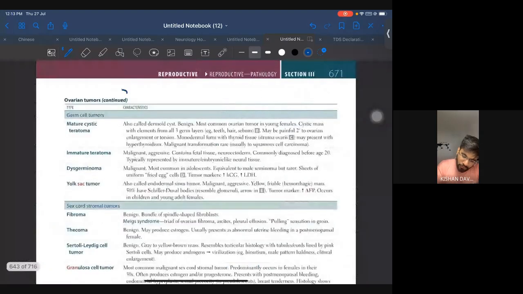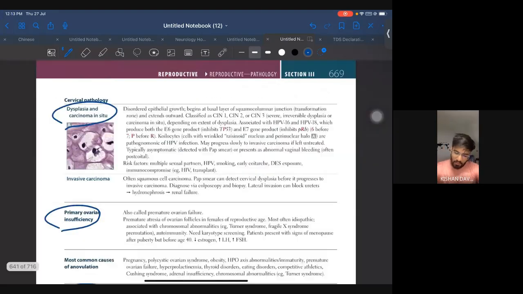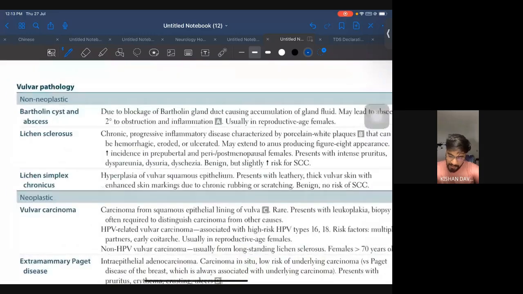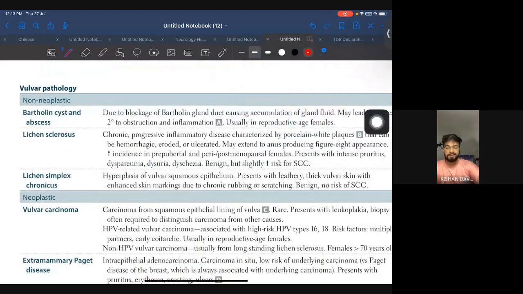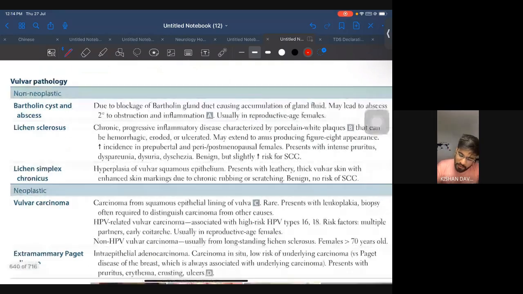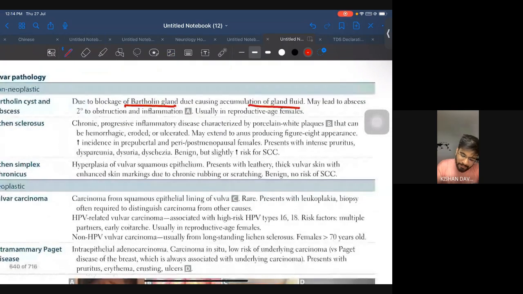They will ask about tumors. Okay, so let's just see. We will do everything, but they don't usually ask this. You will maybe hardly find 2 or 3 questions regarding vulvar pathology. So let's just discuss. Bartholin cyst and abscess: due to blockage of the Bartholin gland causing accumulation of gland fluid, may lead to abscess, usually in reproductive age females.